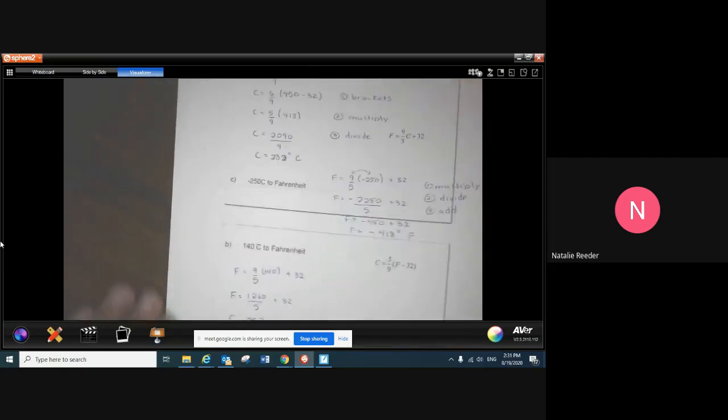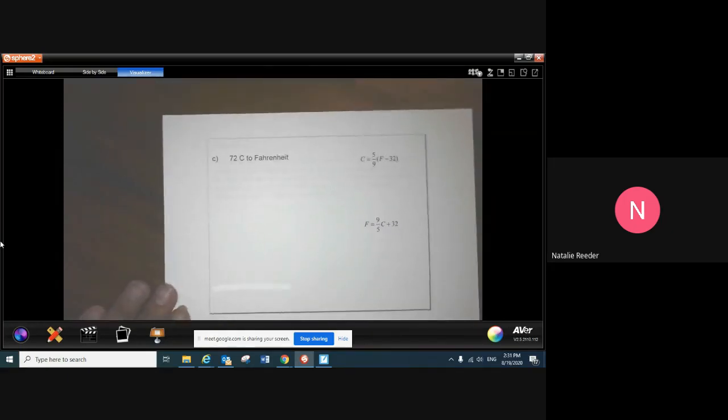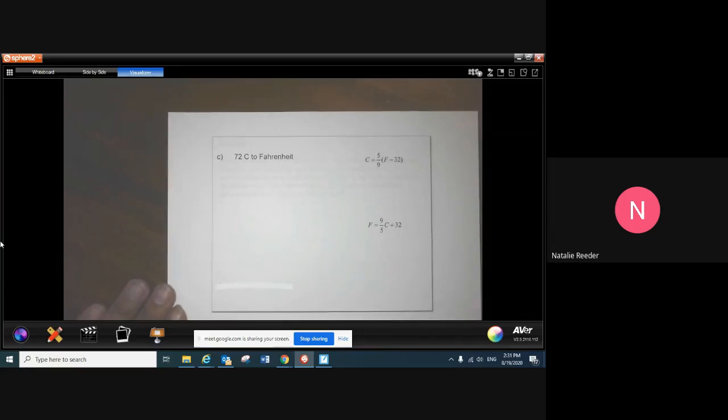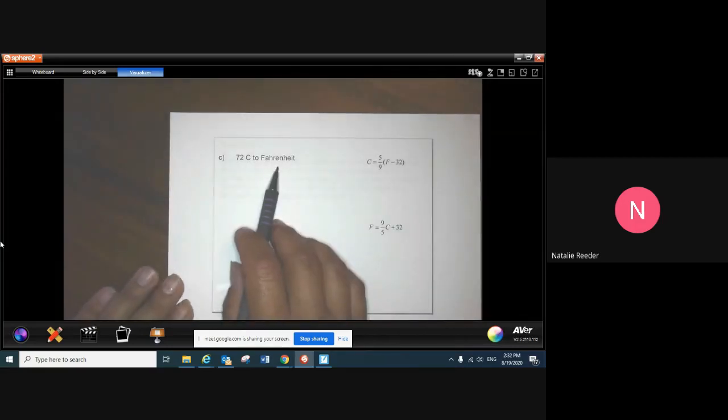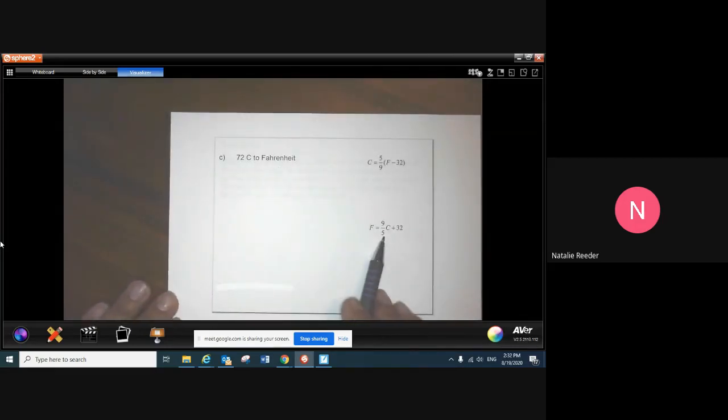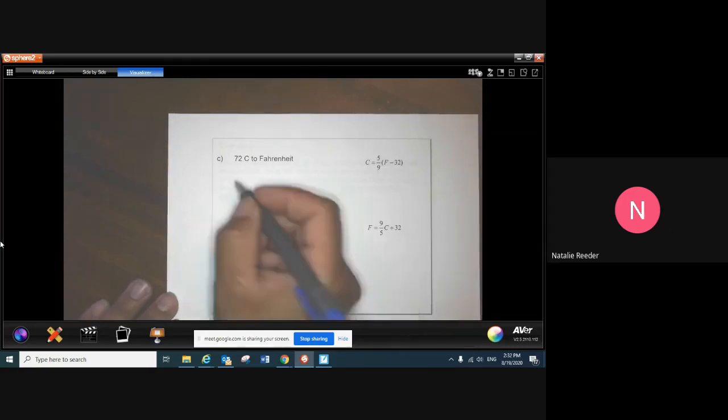So that's how you do that. Now I want to convert 72 degrees Celsius to Fahrenheit. So again, it's the same step process as the previous example where Fahrenheit is our unknown. So we're going to use the bottom formula here. It's the F we want to find.